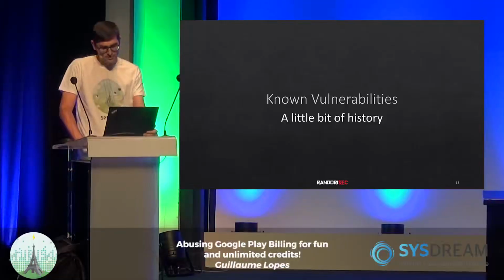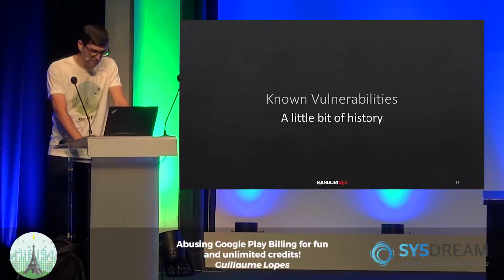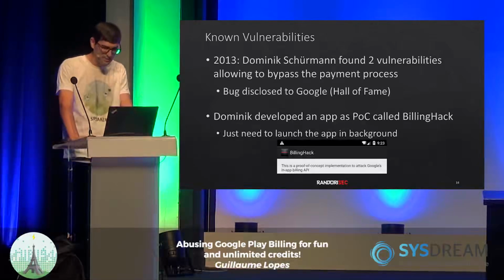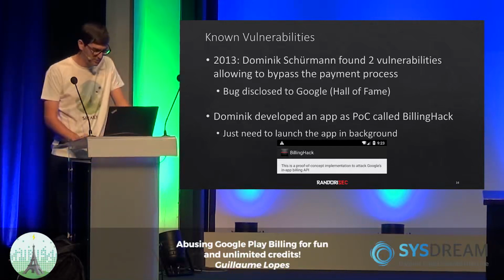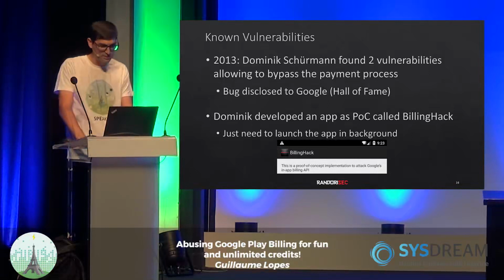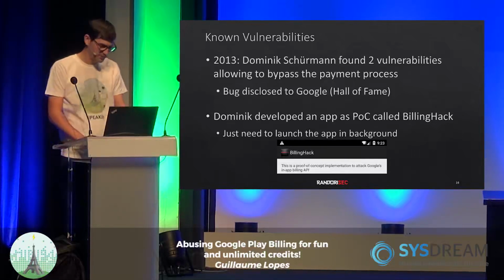So let's have a look at some known vulnerabilities already found on this API. In fact, in 2013, Dominic Schurman already found two vulnerabilities on this API. So he disclosed the bug to Google. He was in the Hall of Fame at this time. Yes, at this time, bug bounty was not very popular, so he didn't get any money for that. But he developed a proof of concept called the billing hack to exploit the vulnerabilities found.